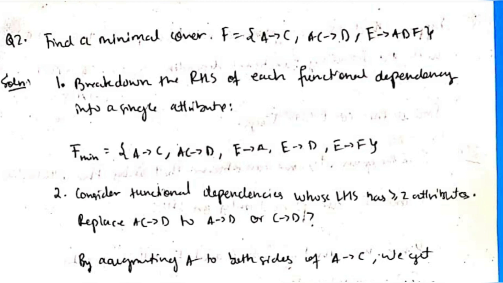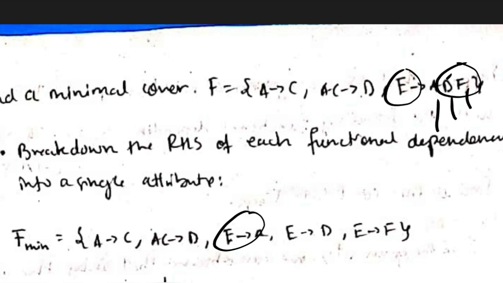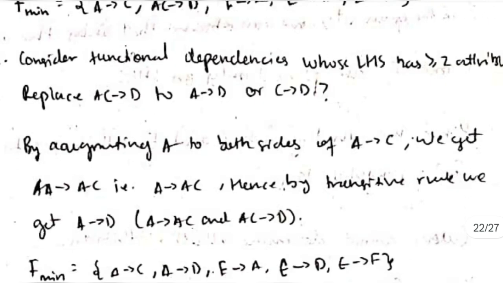So here what we have is F is equal to A tends to C, AC tends to D, E tends to ADF. So what will be our first step? Our first step is to separate the RHS. Here in RHS you have three parts, A, D and F. So if you separate it, you will have E tends to A, E tends to D, E tends to F. The next step is to separate the LHS part. In LHS we have AC tends to D, so we can write it as A tends to D and C tends to D. That's what we will write in the second step.